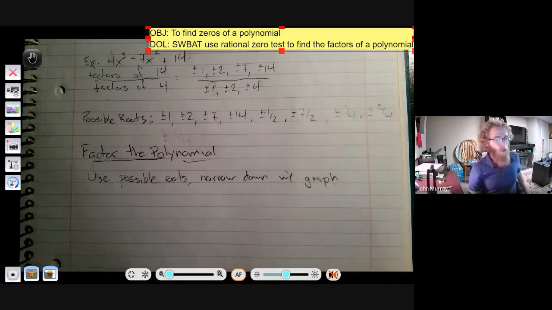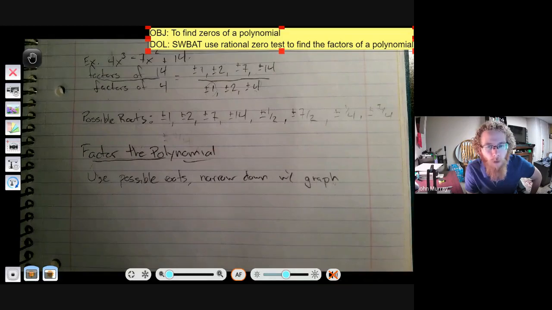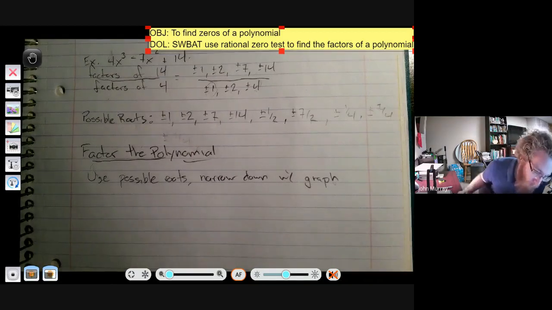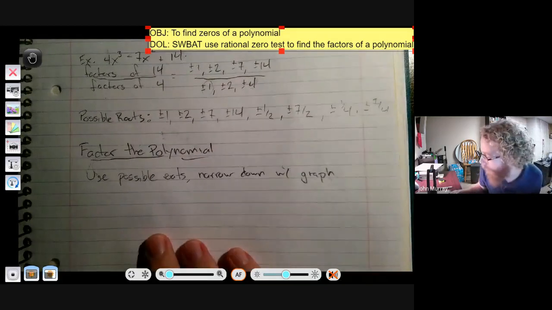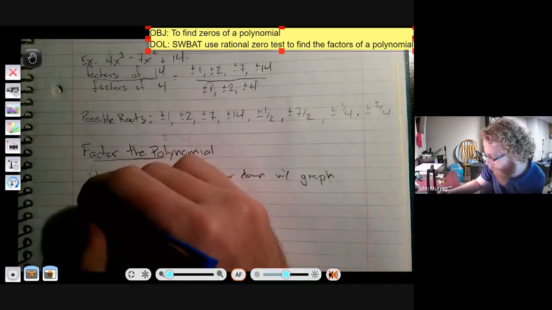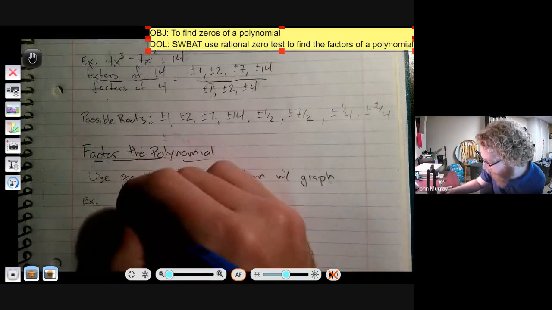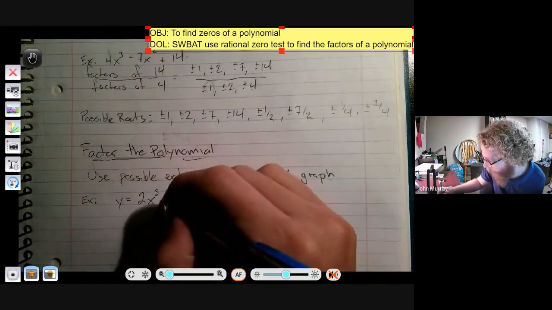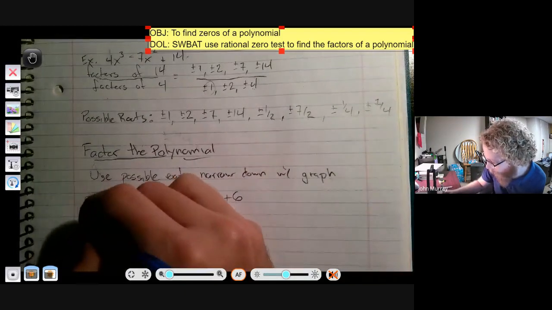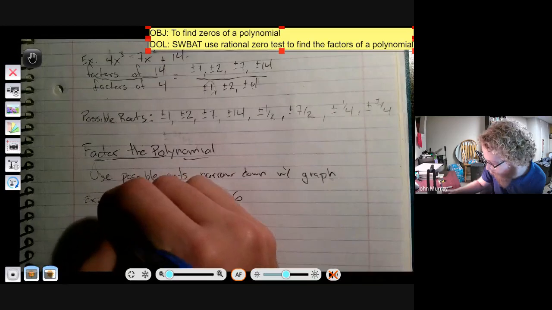So what we're going to do is, we may not have any, but we can look at the graph of the polynomial to help us pick a good starting point. All right, so let's go back to the first example. We had y equals 2x to the third plus x squared minus 13x plus 6. We had our possible roots.